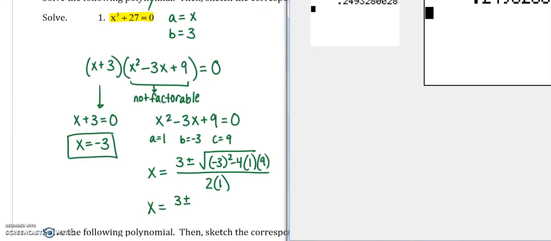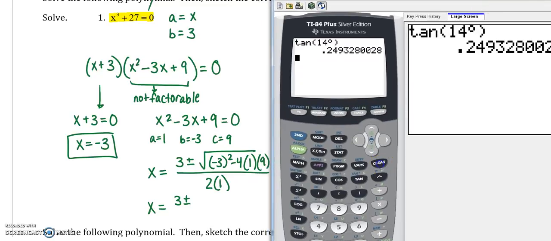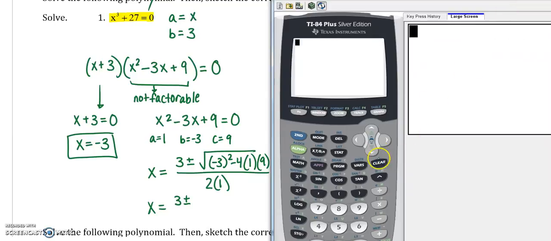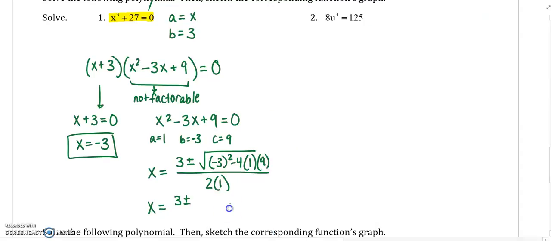I'm going to use my calculator to help me out for a piece of this. There we go. Negative 3 squared minus 4 times 1 times 9. All right, negative 27, so we have the square root of negative 27 divided by 2.